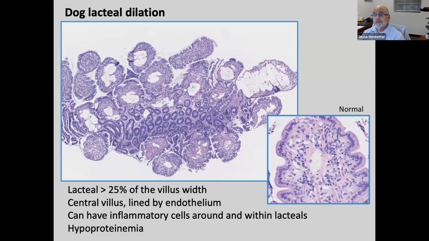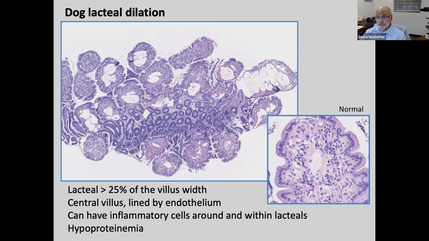All right, let's talk about lacteals. I want to start with normal again first. You will see lacteals in normal sections in dogs and cats. They're usually centrally located and lined by endothelium. A good way to evaluate them is to look at the width of the lacteal and compare that to the width of the villus. A rule of thumb is the lacteal width should be less than 25% of the width of the villus. So this width should be less than 25% of the villus width.